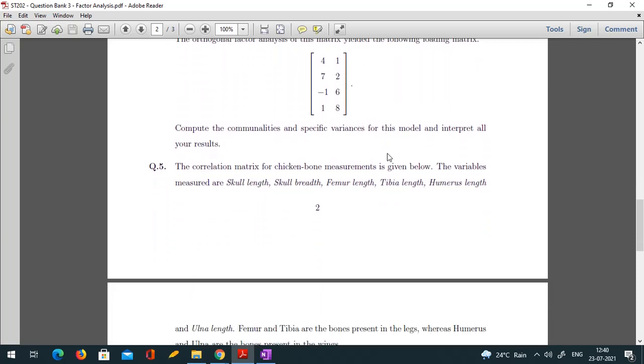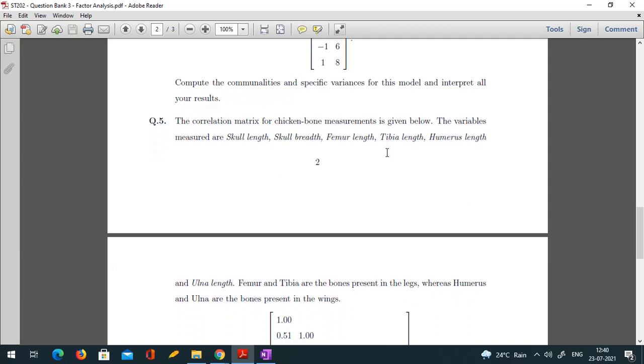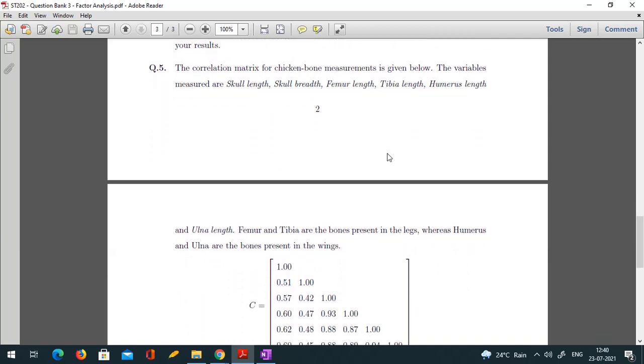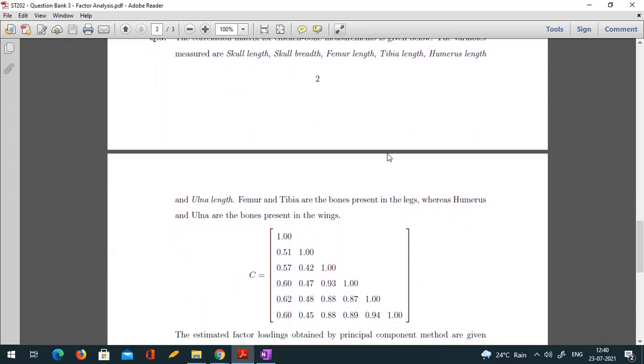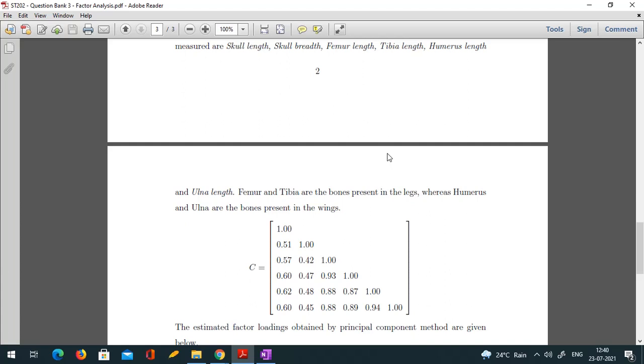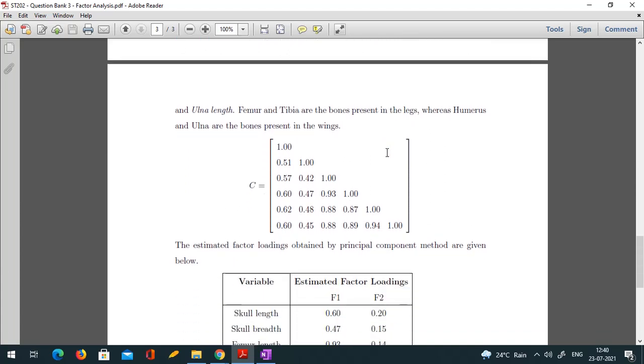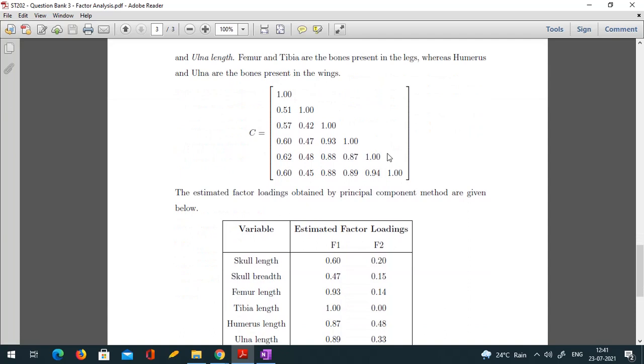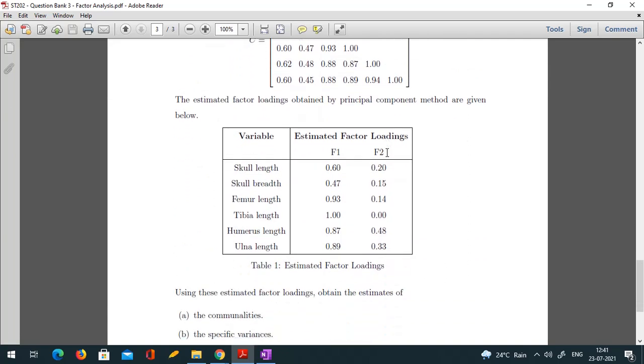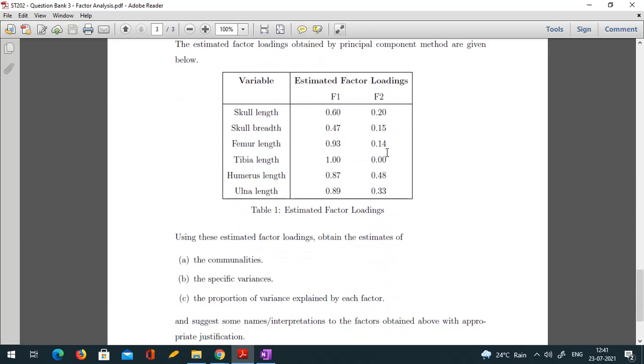The correlation matrix for chicken bone measurements is given below. The variables measured are skull length, skull breadth, femur length, tibia length, humerus length and ulna length. Femur and tibia are the bones present in the legs, whereas humerus and ulna are the bones present in the wings. Estimated factor loadings obtained by principal component method are given below. Use these loadings to obtain estimates of commonalities, specific variances and the proportion of variance explained by each factor.